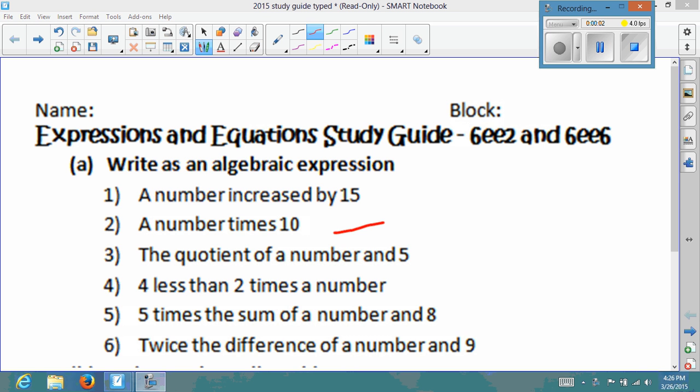Expressions and Equations Study Guide. First section, you have to write as an algebraic expression, which just means that you need to take the words and write them as a math sentence. So the first one says a number increased by 15.